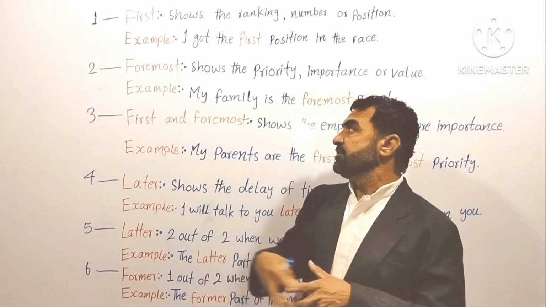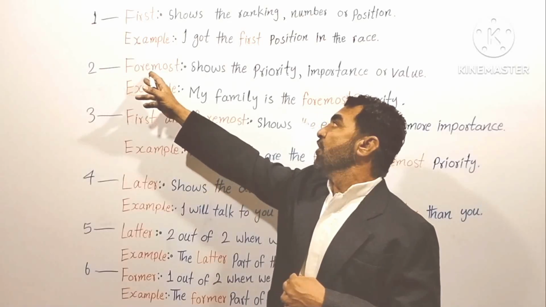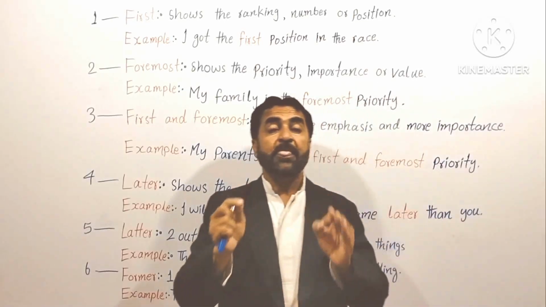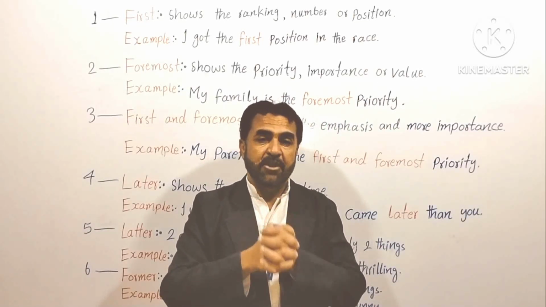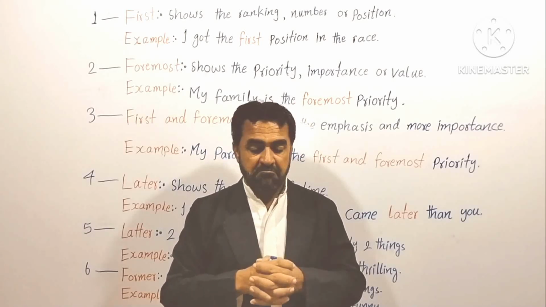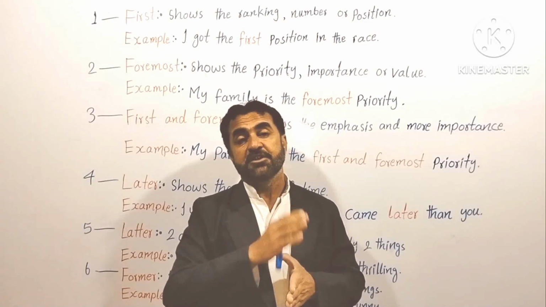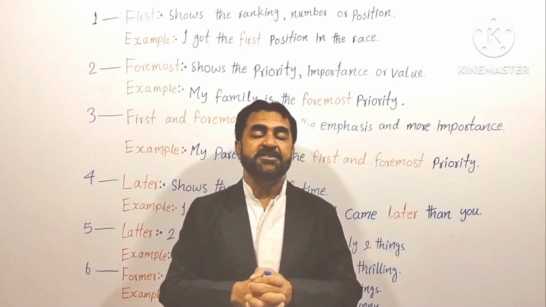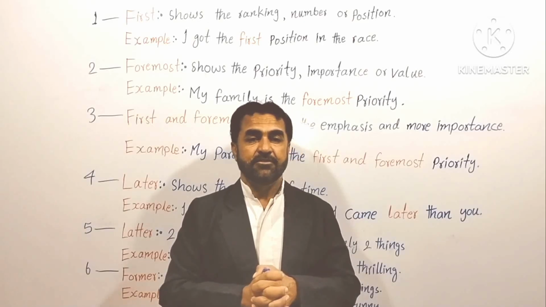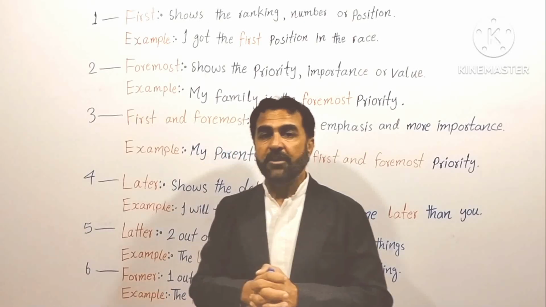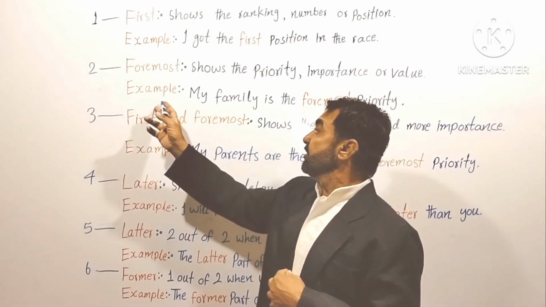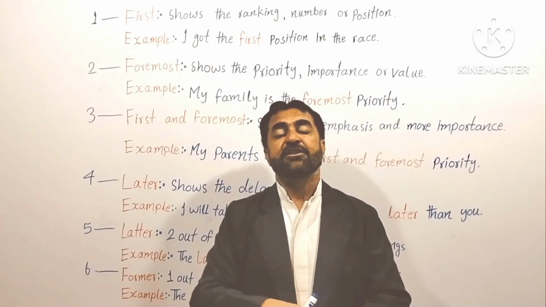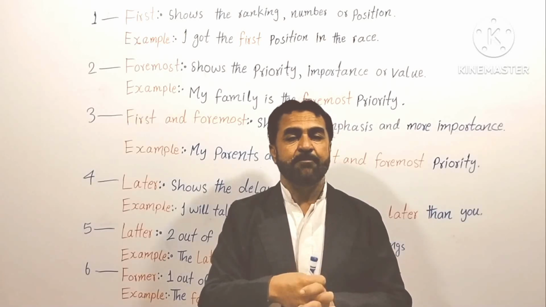Now let's get the second word: foremost. Foremost shows the priority, importance, or value. It doesn't mean that it is first, second, third, but it shows how important it is, how valuable it is, how prior it is to me. Look at the example: My family is the foremost priority for me, that I should spend on them.